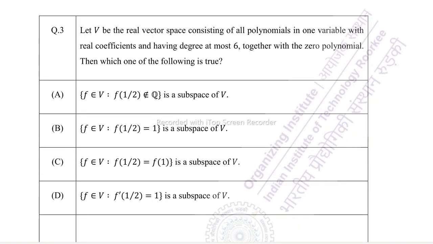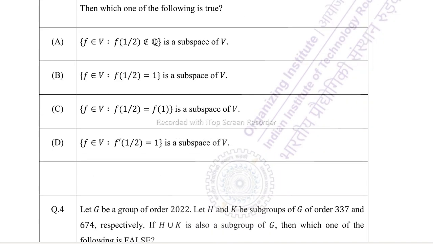Okay, now the next question: let V be the vector space of all polynomials in one variable with real coefficients of degree at most 6, together with the zero polynomial. Then which of the following is true? Look at the first option: the set of all polynomials such that if you evaluate the polynomial at the point 1/2, the value does not belong to Q. Is it a subspace or not?